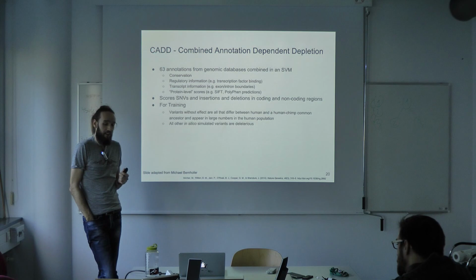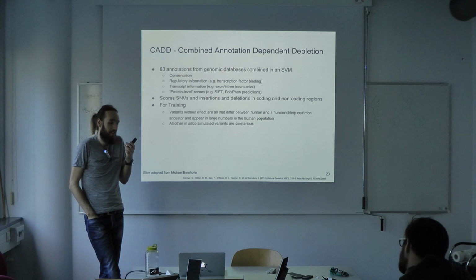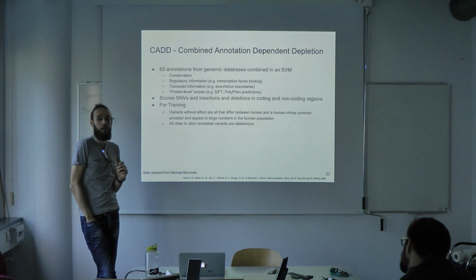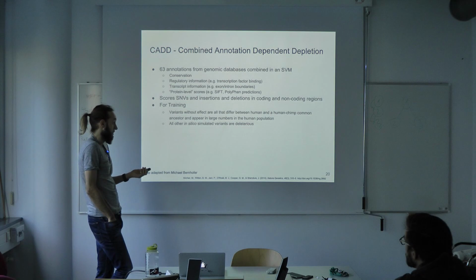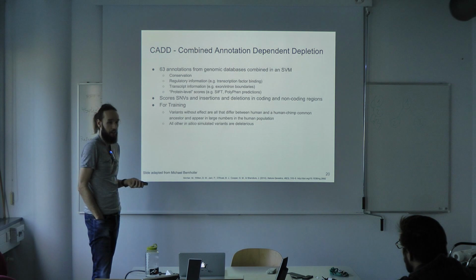just simulate variants that are not these. And anything that we don't see then apparently is deleterious, because it's being removed by evolution. And that gives you two very large sets of neutral and deleterious variants, and then this is what they trained on. That's the idea behind CAT.